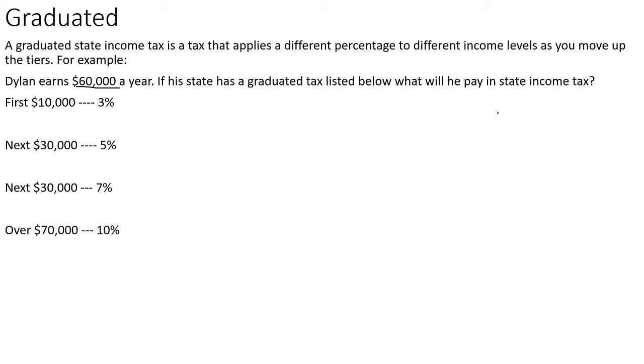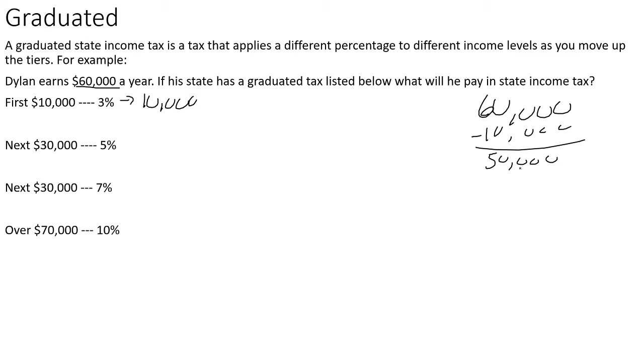So we're going to start with $60,000 for Dylan here. The first 10,000 is going to go in this first tier. So 10,000 goes into this bucket. So we're going to take 10,000 out because that's going to go to the first bucket, and we have $50,000 left over. Now we're going to pour this into the second bucket, so that's $30,000 into the second bucket.